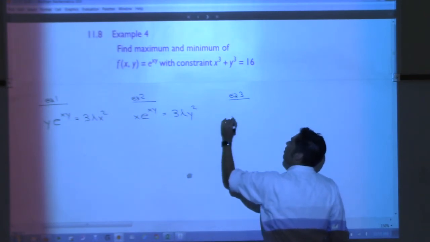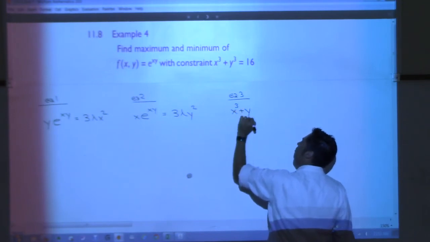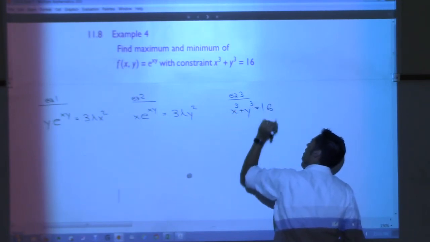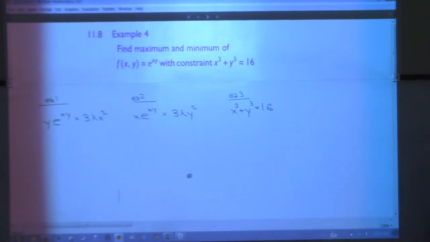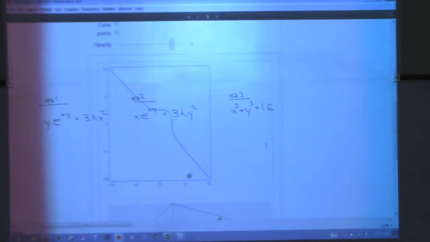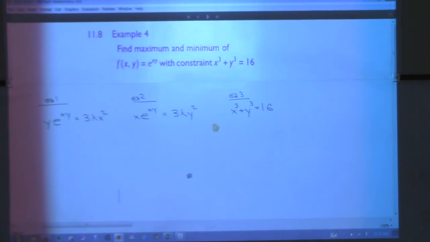Oh, notice our constraint here is not a circle. Did you all notice that? x cubed plus y cubed, it's not a circle. Do y'all want to see this one first? Okay, yeah, sure. There's the constraint. That's x cubed plus y cubed equals 16. If we plug that into this surface, which I won't show you, then where are the highest and lowest points? I want us to think about how many points we're going to have.